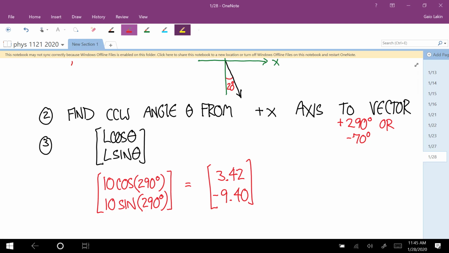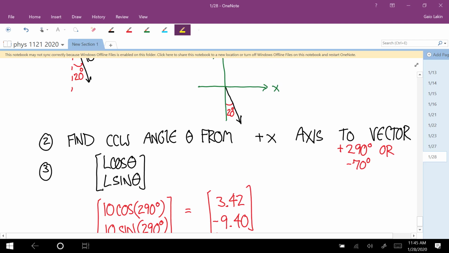And do those signs make sense? The head is in the fourth quadrant, so you expect to have a positive x value and a negative y value, and that's what we got. And the magnitudes make sense. You expect it to be a much bigger value in the negative y direction than it is in the positive x direction. And we got that too.